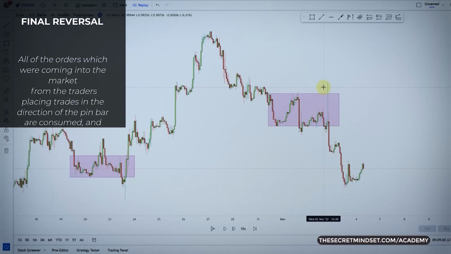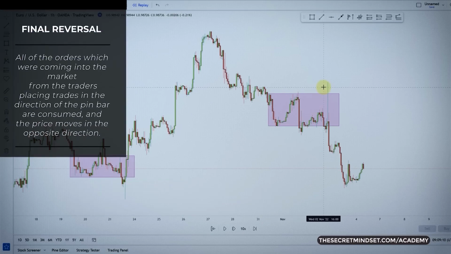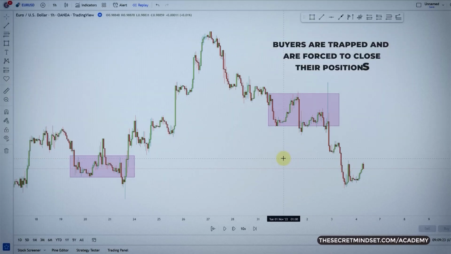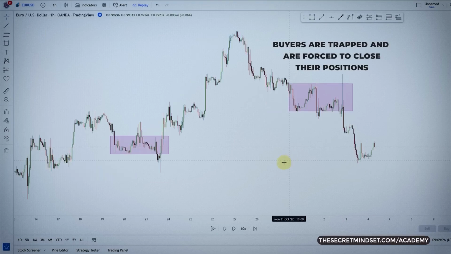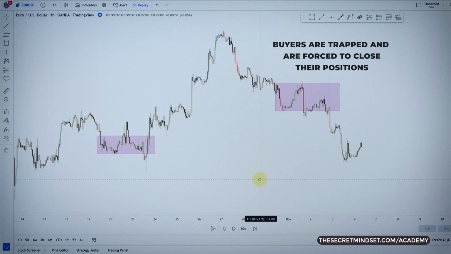And when smart money make their decision, all of the orders which were coming into the market from the traders placing trades in the direction of the candle are now consumed, and the price moves in the opposite direction. And because these actions pushed the price in the opposite direction to which buyers had placed their trades, it means their positions are currently at a loss.